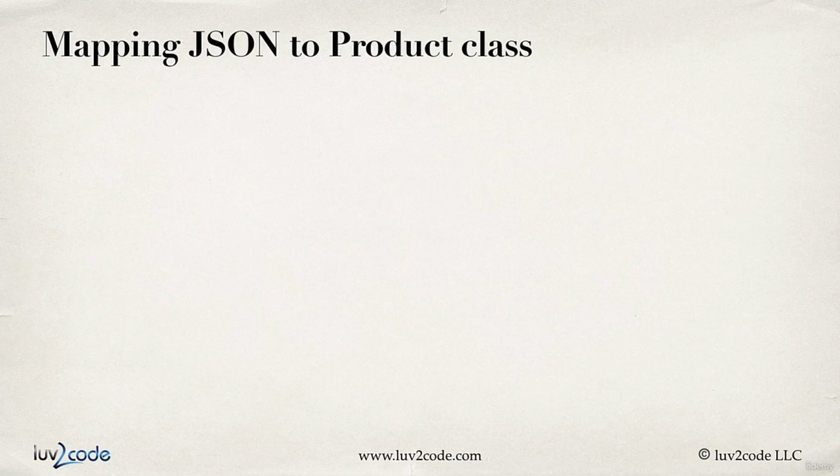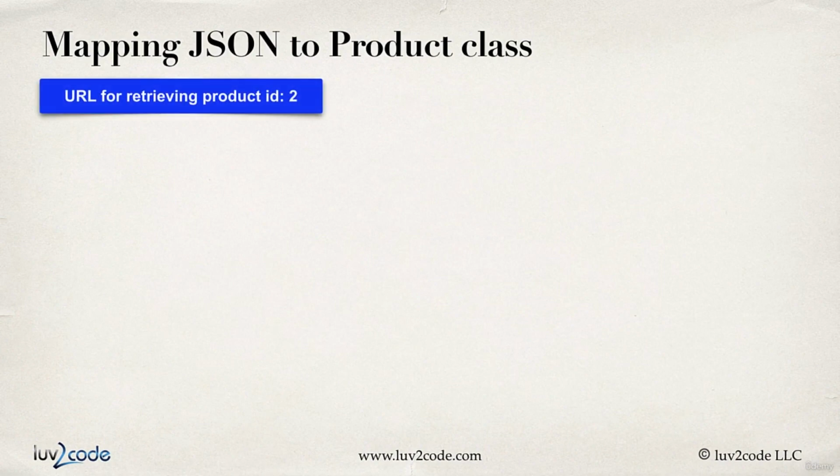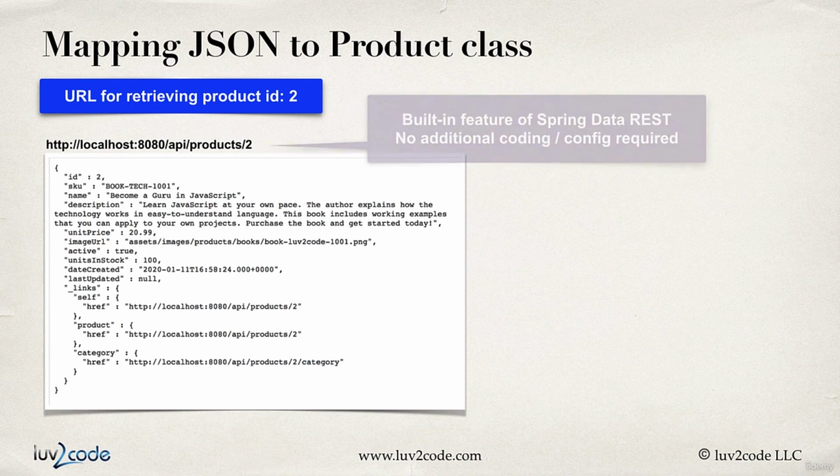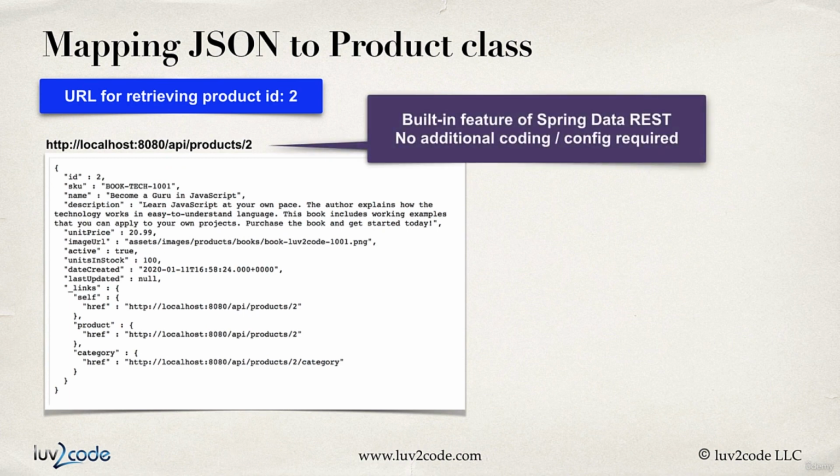So mapping the JSON to product. So here's the URL for retrieving a product ID, for example, 2. We give localhost:8080/api/products/2. This will give us this JSON. And note, this is a built-in feature of Spring Data REST. There's no additional coding or configuration required. You get this out of the box.